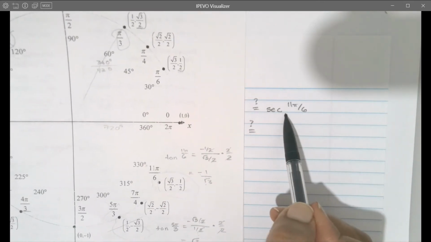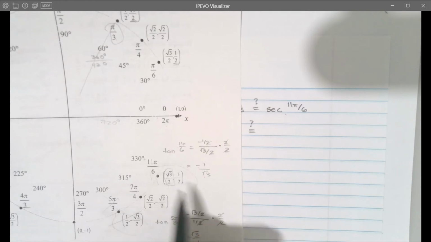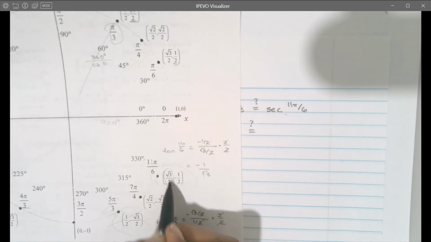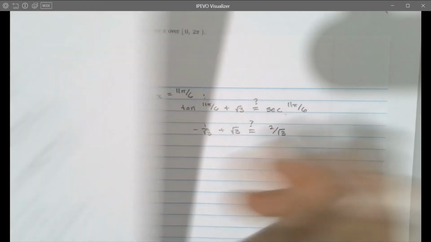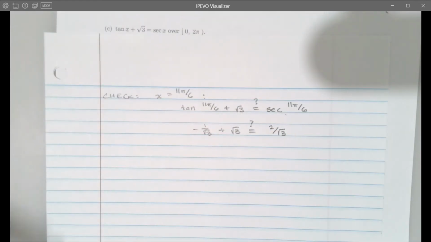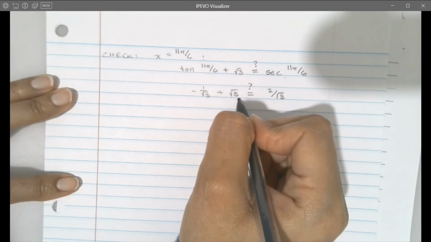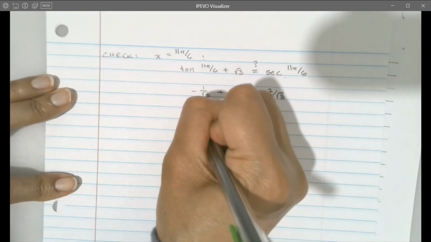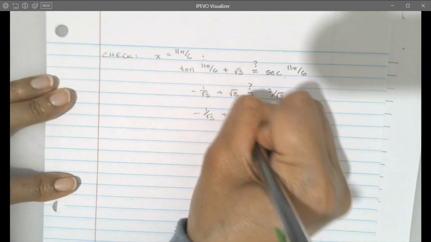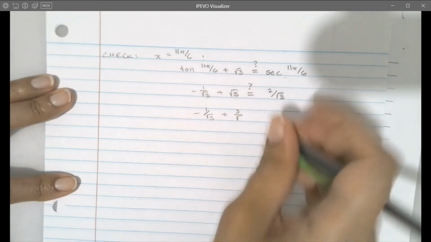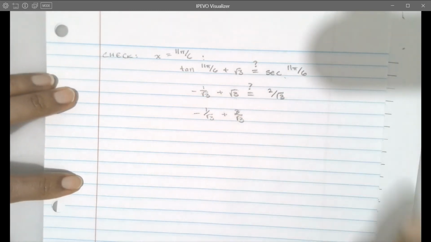Remember, secant is the reciprocal of cosine. So we're going to take the cosine, which is the x-coordinate, and flip it. Is it true that that'll equal 2 over radical 3? Okay, well, let's see. I'm going to multiply top and bottom by square root of 3 here, so we have the same denominator. And that is going to give me a 3 over radical 3. Okay, and again, I'll show some side work for that.